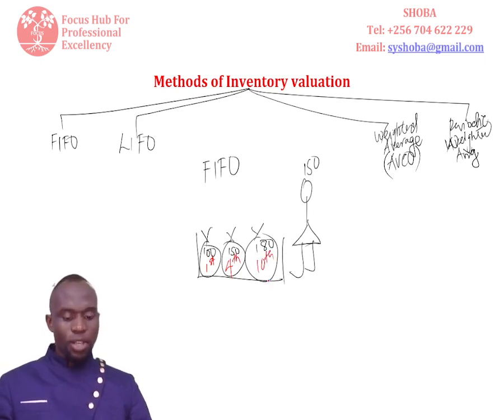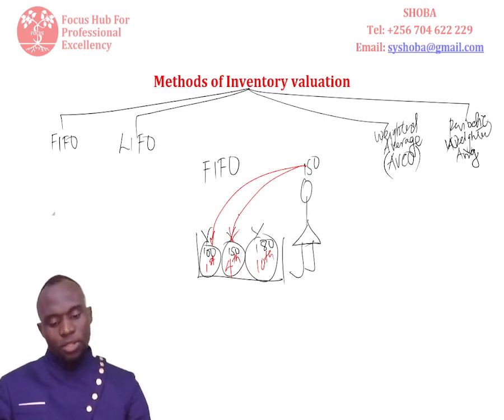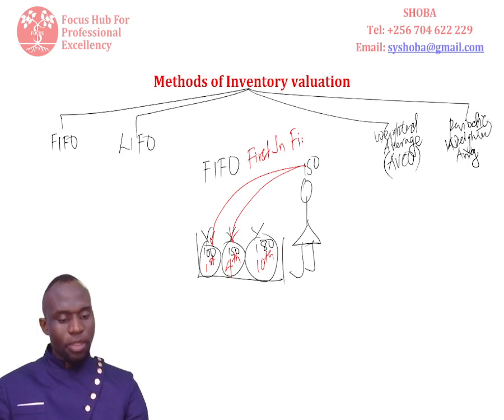So if you're the one selling, remember you're selling perishable items. Where do you get from? She wants 150, so you first give out 100, then you pick the 50 from the batch that came in on the 4th. So you see the method is what came in first. So it is the first in, first out method.